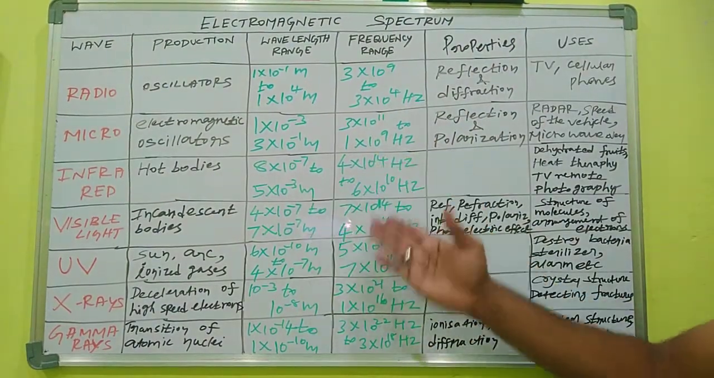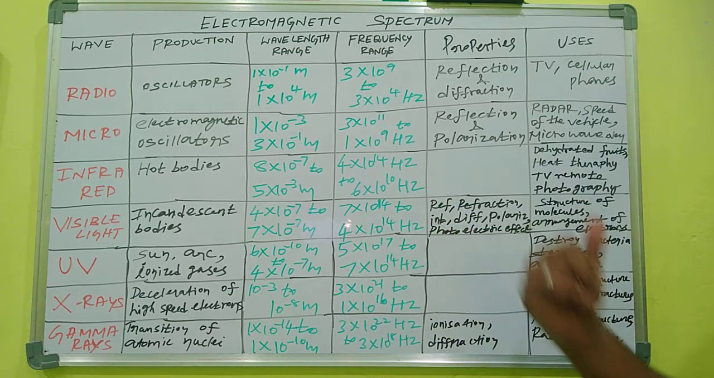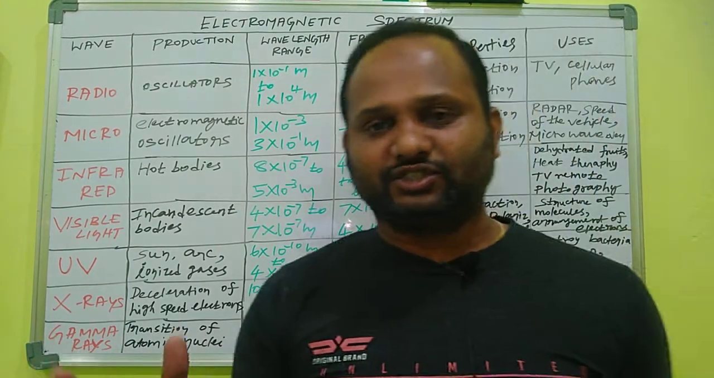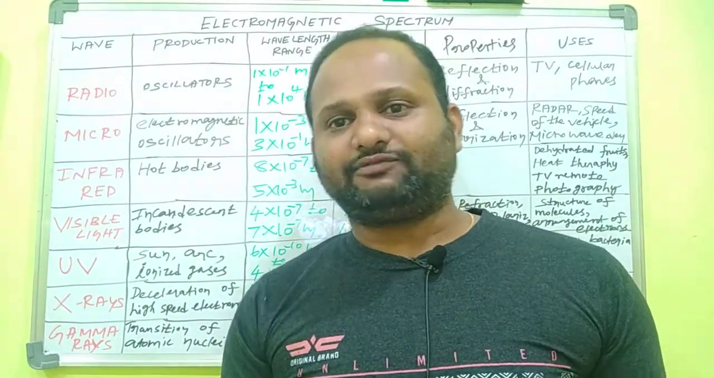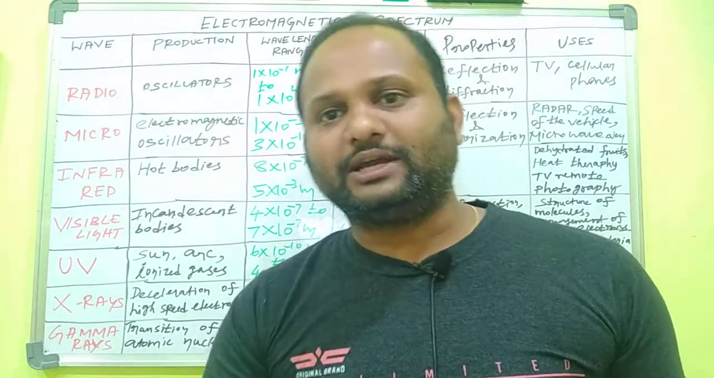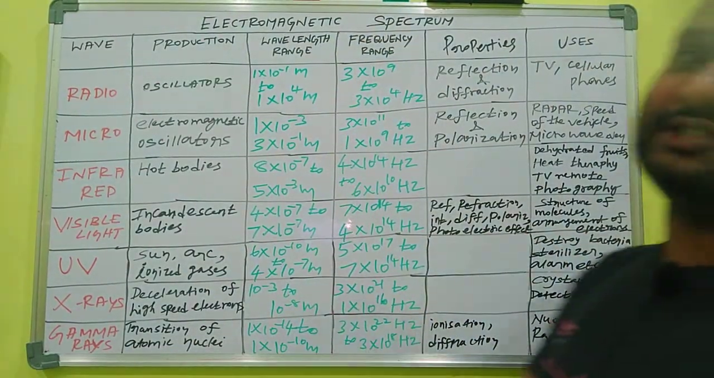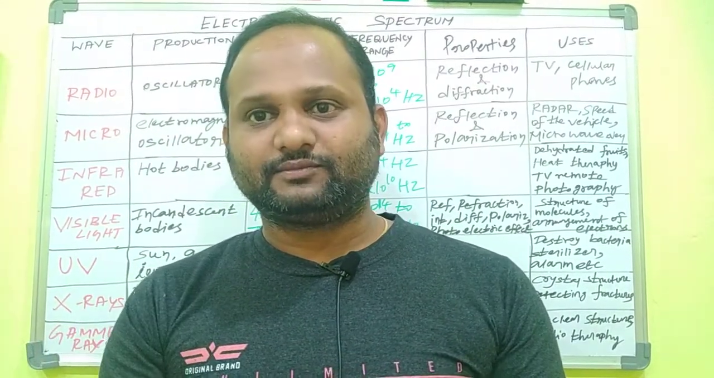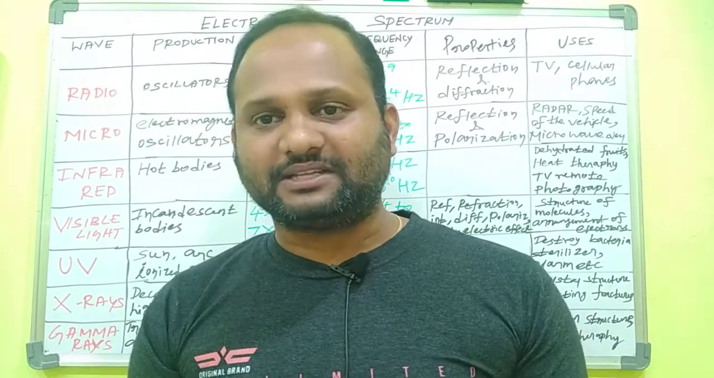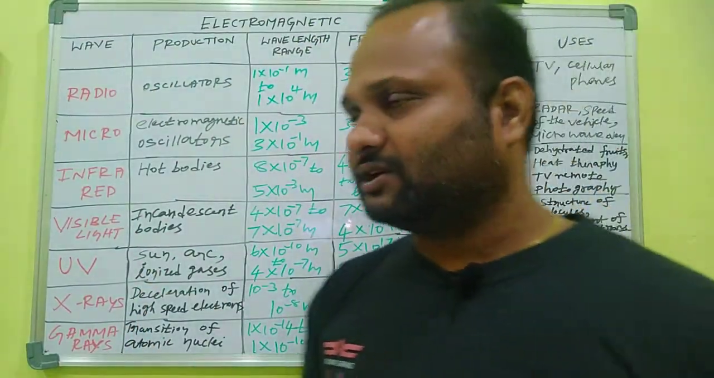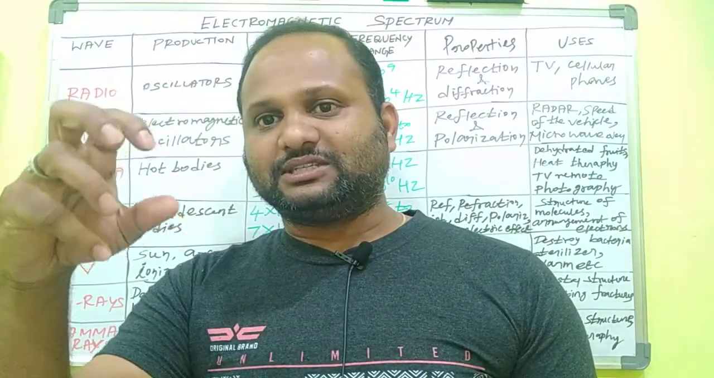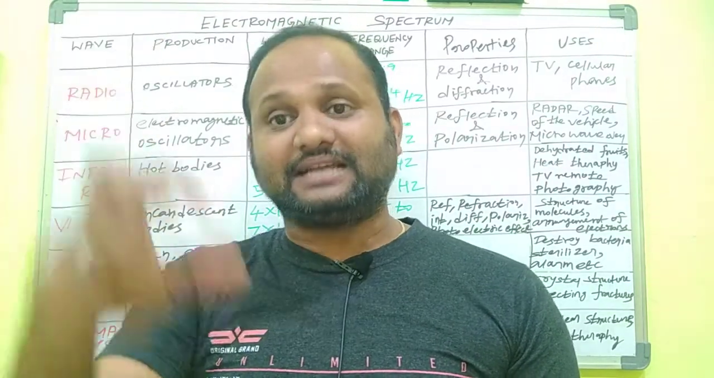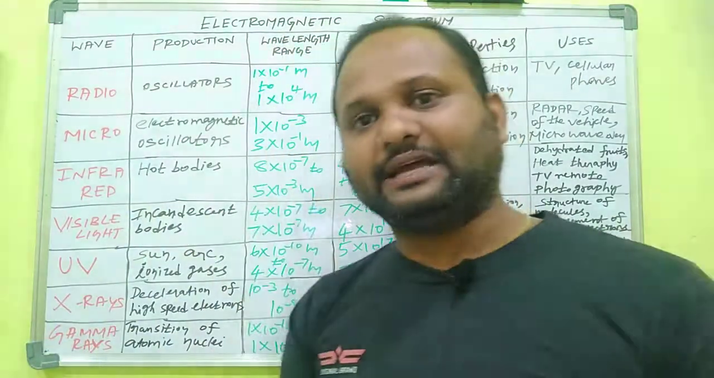Its wavelength range and frequency range are given. The frequency range is just higher than the infrared range. It obeys reflection, refraction, diffraction, polarization, photoelectric effect, and also interference. All these properties we are going to study in ray optics and wave optics. It can be produced by incandescent bodies, and also the excited atoms present in gases are able to produce visible light.